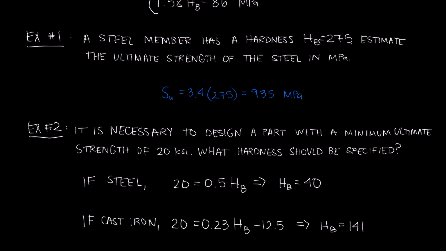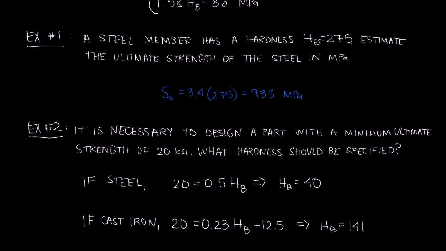Okay, so if we were given this problem and needed to report back an answer to our boss, we would say, well, if it's steel, then the Brinell hardness number should be 40, and if it's cast iron, the Brinell hardness number should be 141.